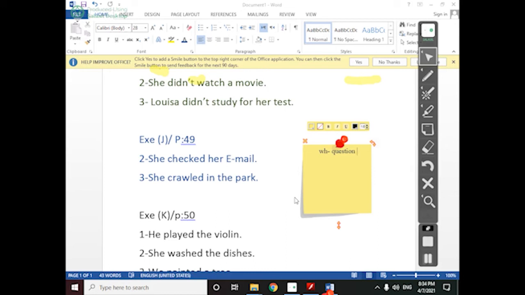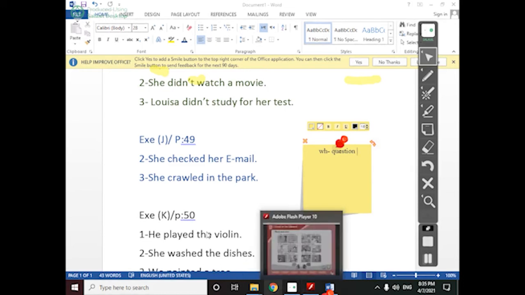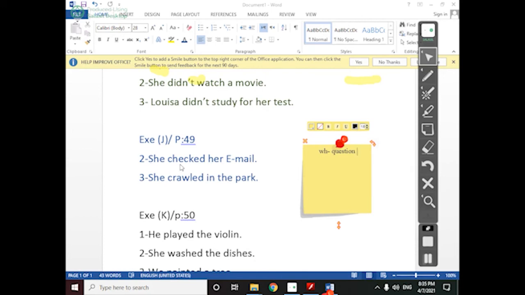طبعا بدي أجاوب she carried her dog. Number 2. What did she do? معطيني الفيرب between brackets: check. بدي أنا أحط جواب she checked her email. أوكي. بدي أعمل answer in past tense. And number 3. What did the baby do? بنحكي إنه she crawled in the park.